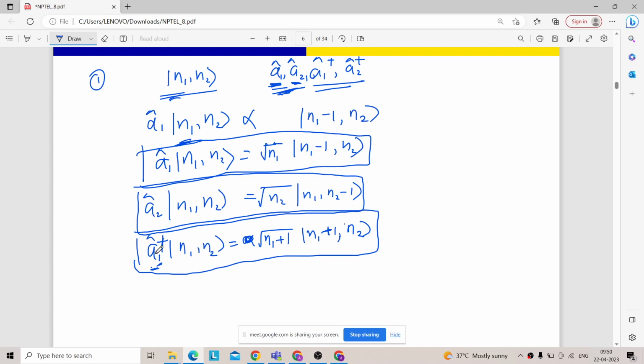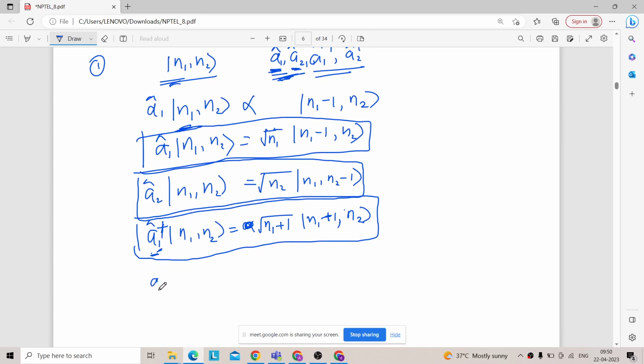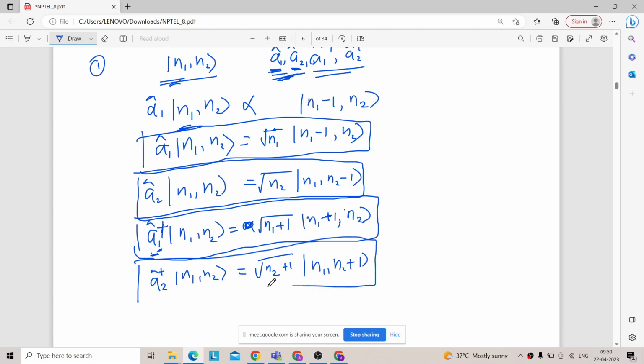Right. So similarly, if I operate A2 dagger on this state, then it will become n2 plus 1, that is, n1 comma n2 plus 1. Right. So this is the answer for that. So each creation or annihilation operator will act on its own system. They can't affect the number of particles in the different system.